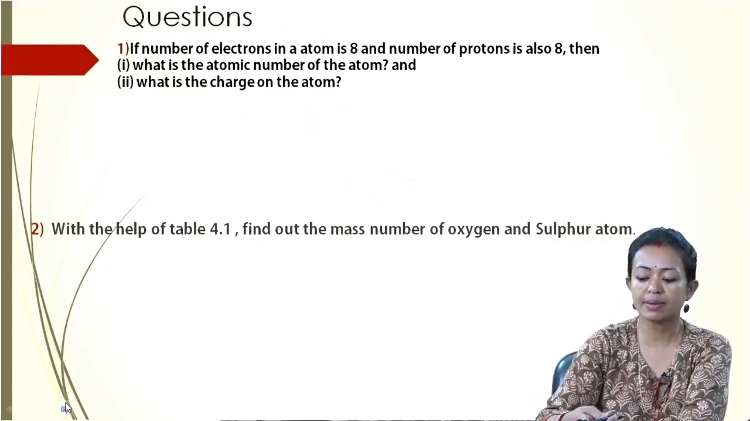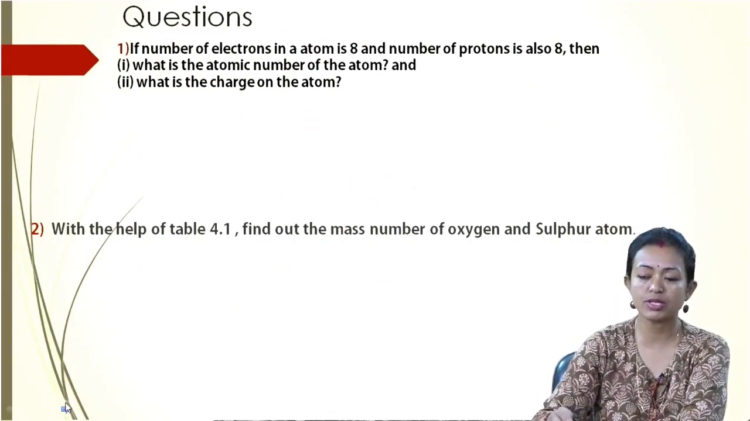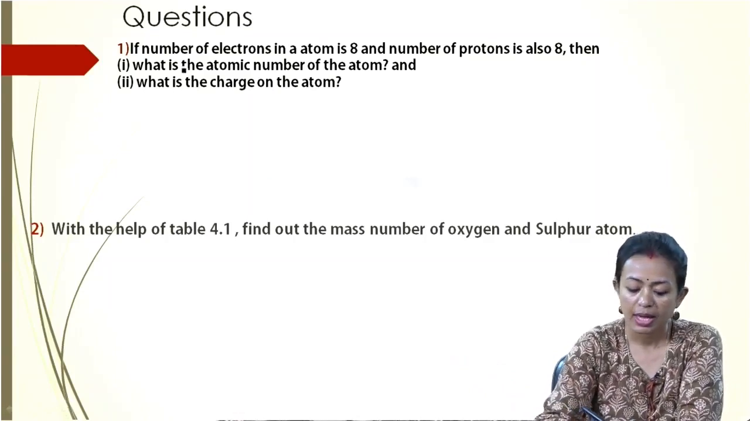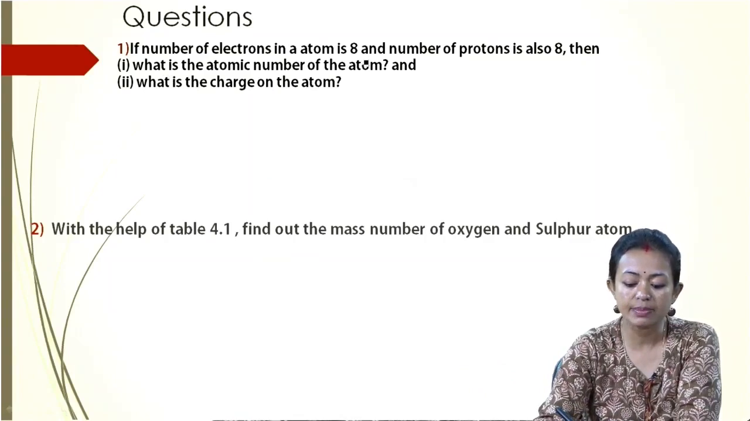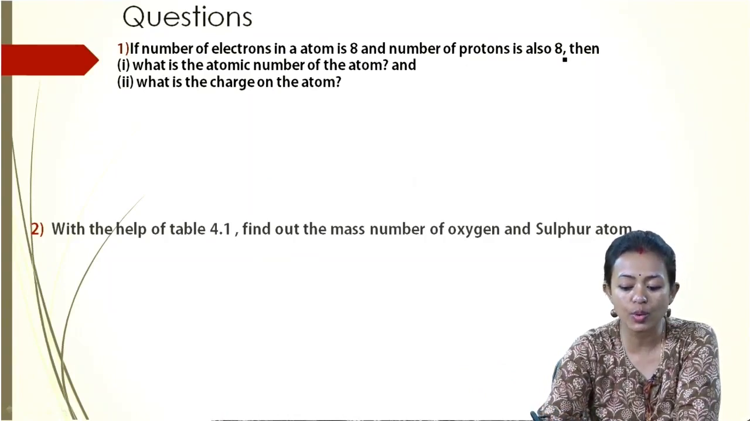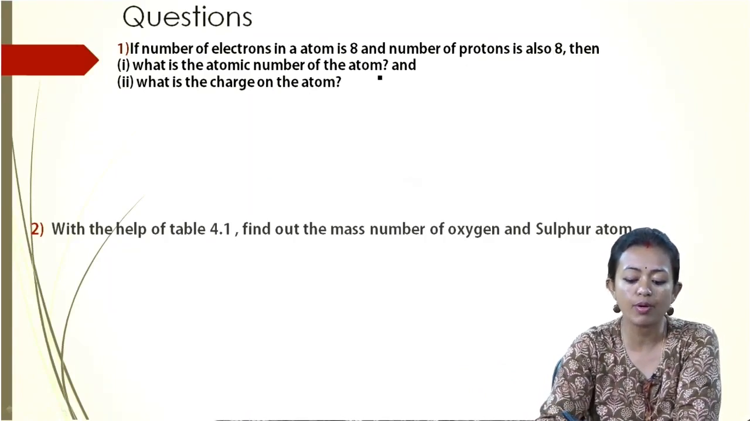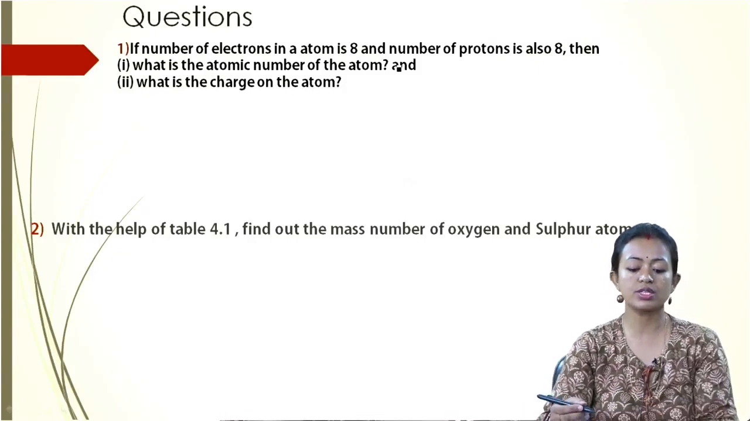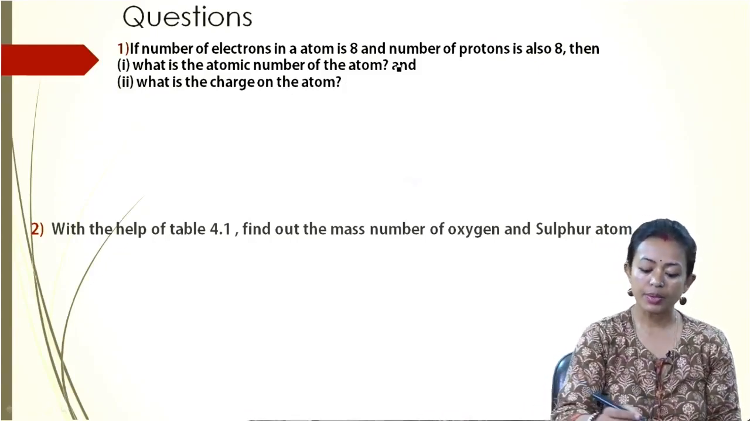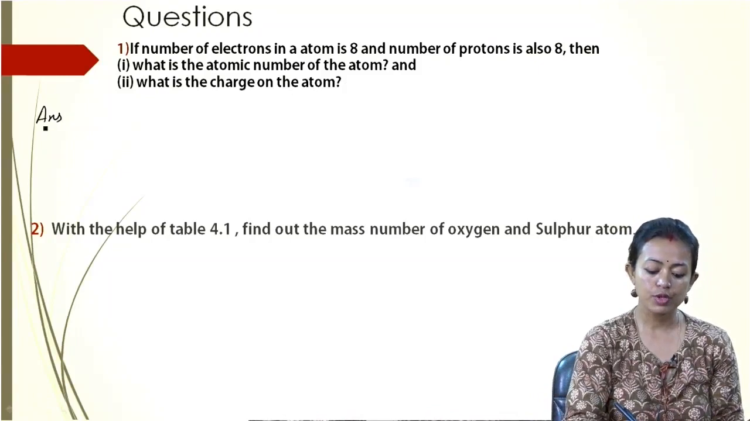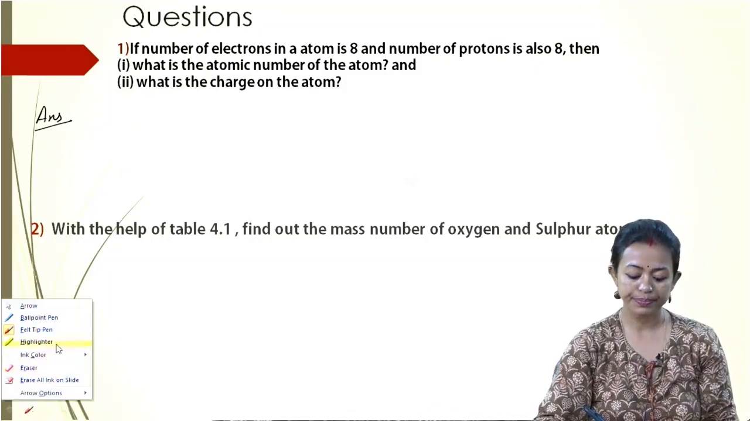Now let us solve some numericals, some questions based on this concept. The first question says, if the number of electrons in an atom is 8 and the number of protons is also 8, then what is the atomic number of the atom and what is the charge on the atom?